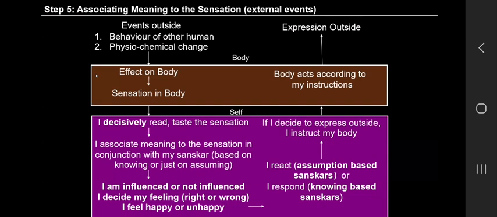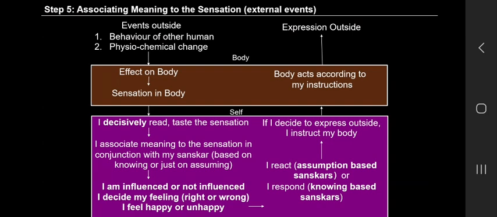Now it is up to our awareness. Are we able to see all these steps, or are we able to see only a few steps? He has spoken and I have replied to him. Are only these two steps visible to me, or are the steps behind them also working? I am giving meaning. With that meaning, I am getting influenced. With that influence, I am reacting inside. With that reaction, I am deciding to express outside. Once I have decided, I am instructing my body. Now my body is acting according to my instructions. All these things are happening. It is up to me how many steps I am able to see.